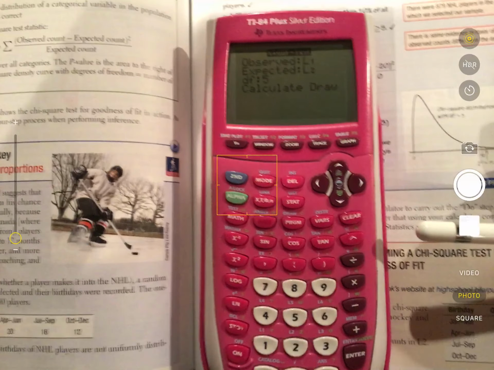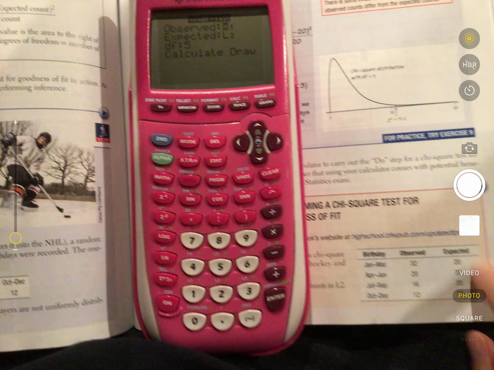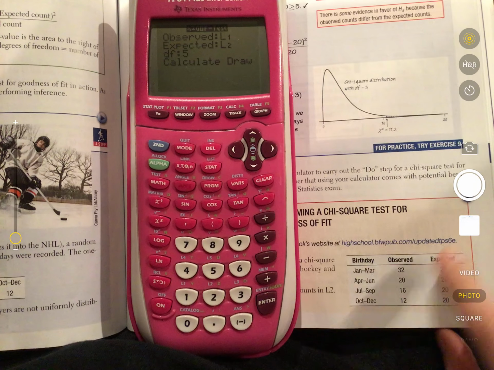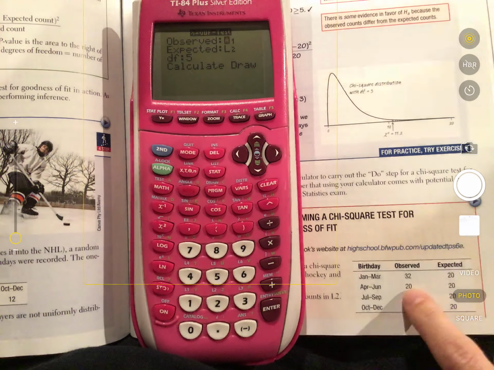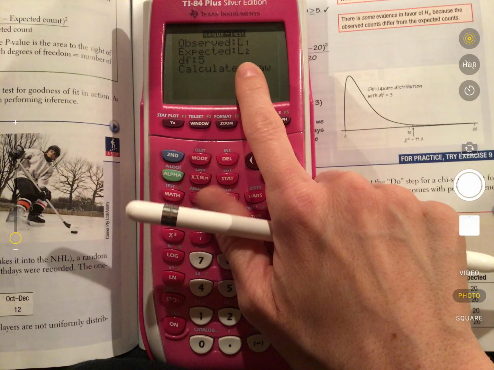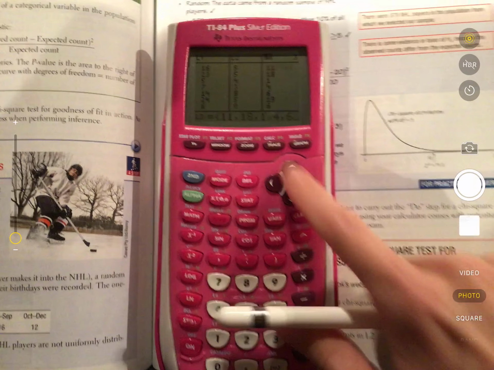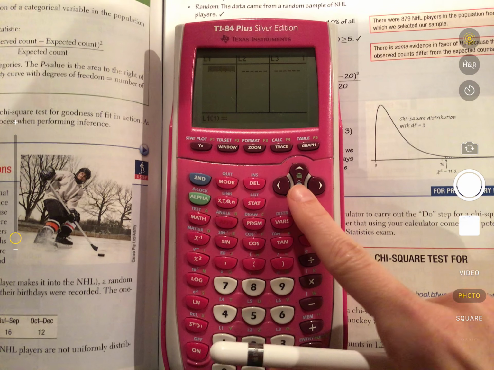And then it's weird. This is not what it usually looks like. So it's saying observed L1, expected L2, and those are your only options to put stuff in for observed and expected. The observed and expected are what we actually looked at from the data, where these were the actual NHL players selected. We said a fourth of 80 gives us these expected values. These are what we're needing to put in, but we need to go put them into L1 and L2. So that's what I'm going to do.